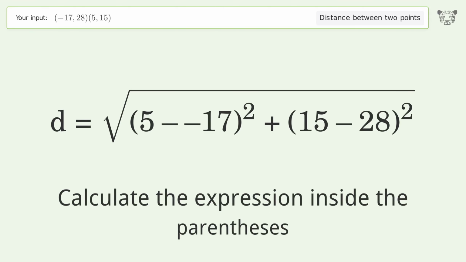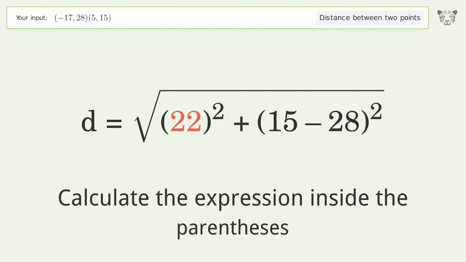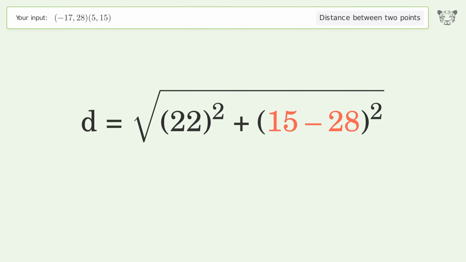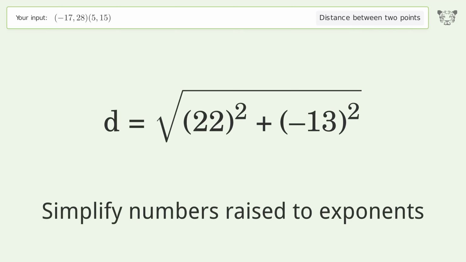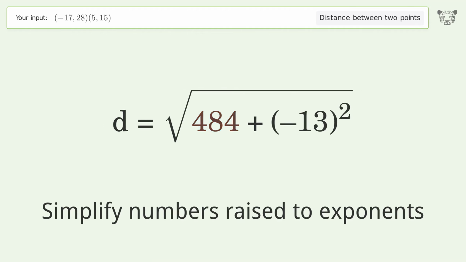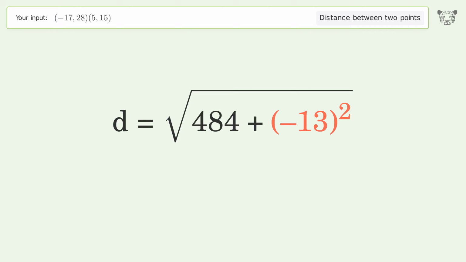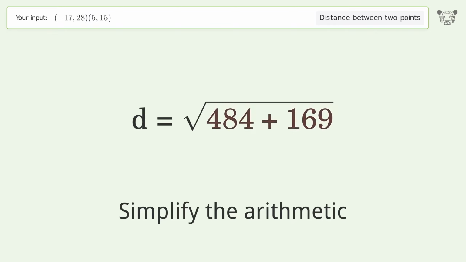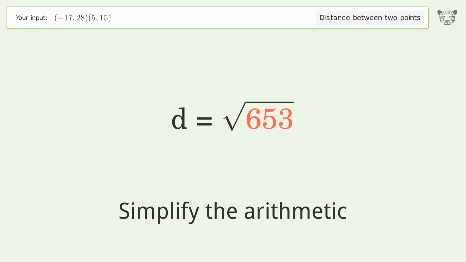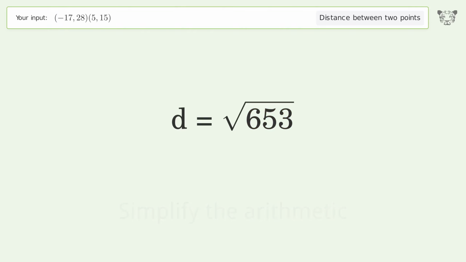Calculate the expression inside the parentheses. Simplify numbers raised to exponents. Simplify the arithmetic. And so the distance between the 2 points is the square root of 653, or 25.554.